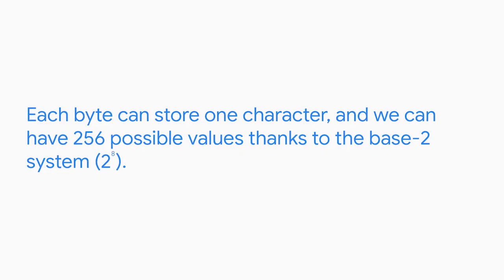So a byte of zeros and ones could look like 100111011. Each byte can store 1 character, and we can have 256 possible values thanks to the base 2 system, 2 to the 8th. In computer talk, this byte can mean something like the letter C. And this is how computer language is born.